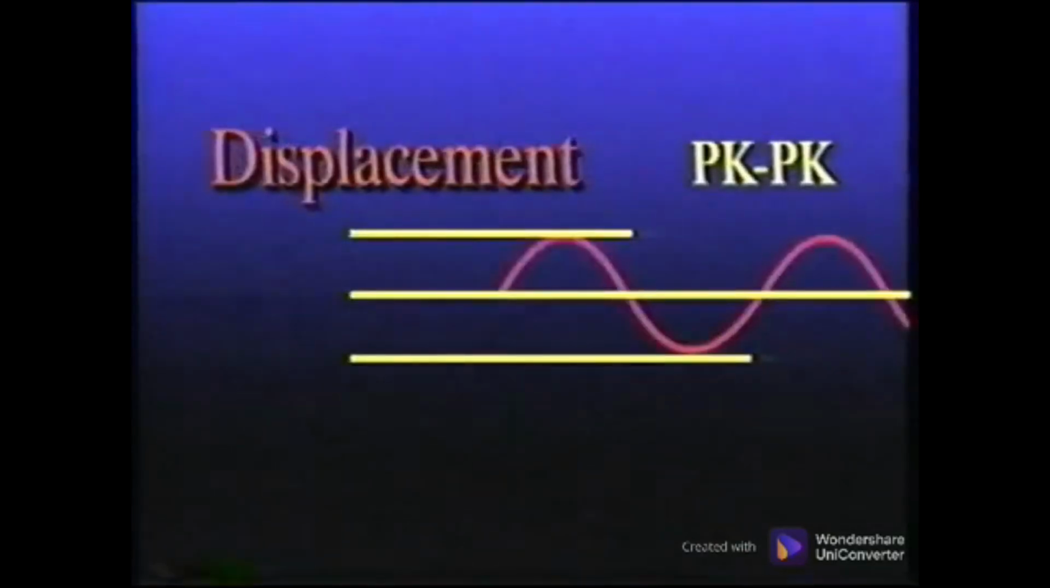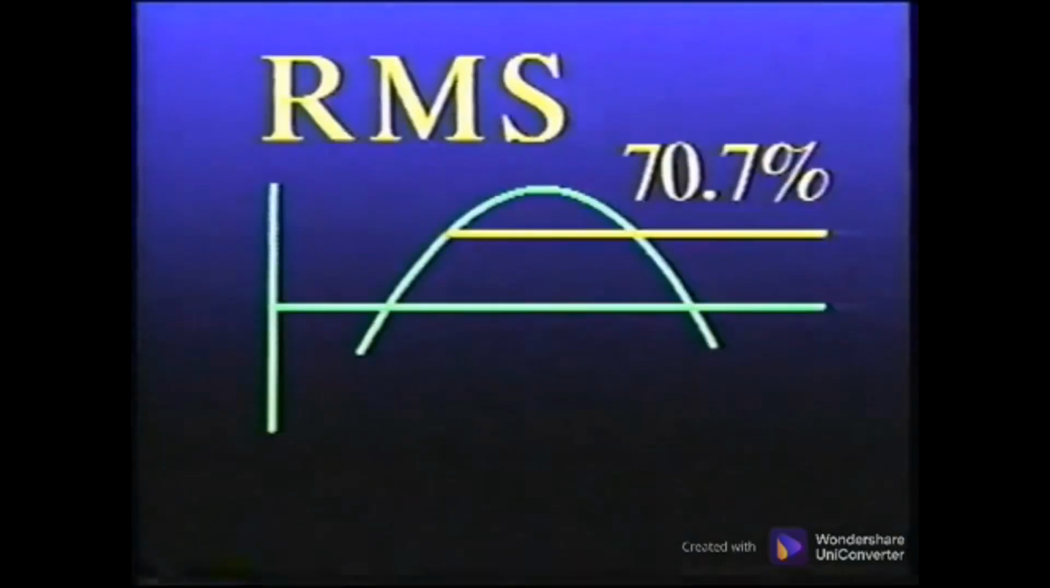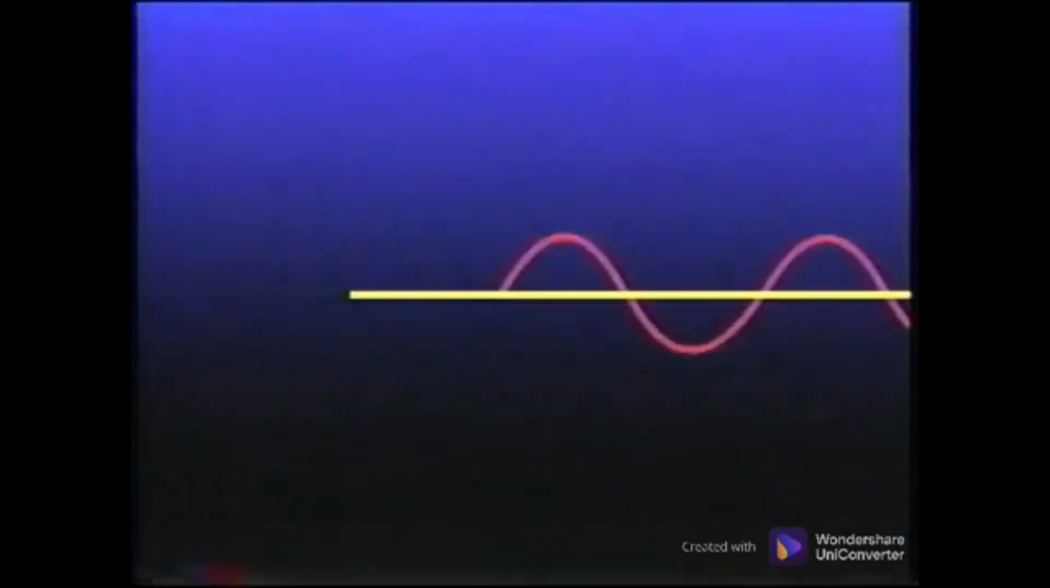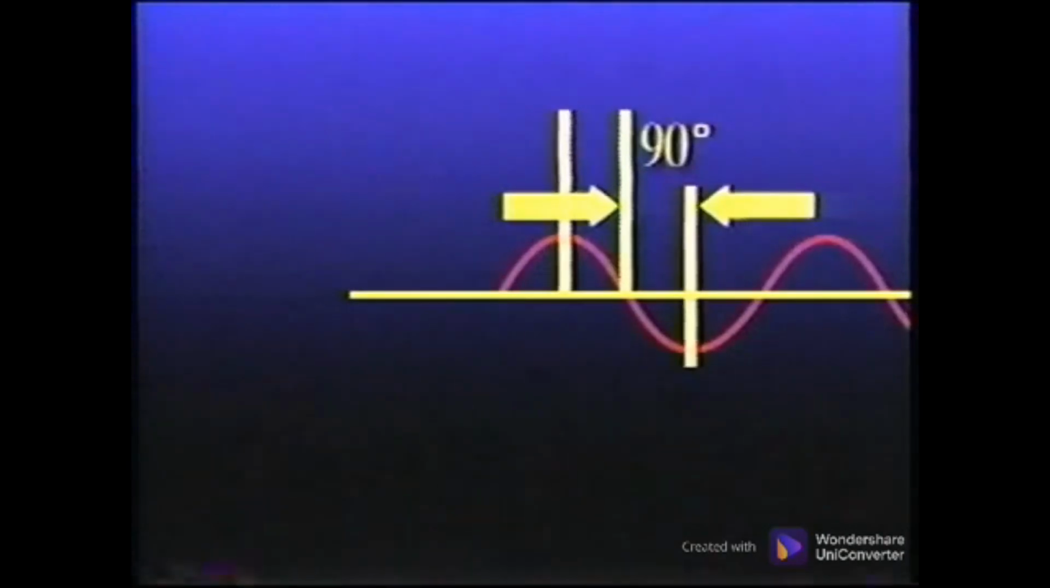Remember that industry standards measure peak to peak on displacement waveforms, zero to peak on a velocity waveform, and the RMS value for an acceleration waveform. Earlier we pointed out that there is a 90-degree change from the zero line to the positive peak and 90 degrees from the zero line to the negative peak.